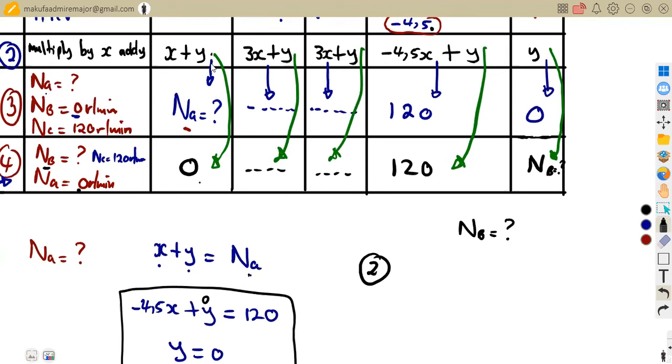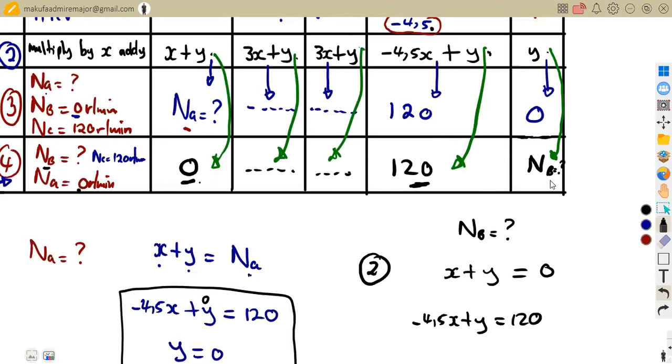But we are given that x plus y is equal to 0. That's an equation. X plus y is equal to 0. You equate to 2. Here there's nothing. Here there's nothing. We go back. We go to this one. Minus 4,5x plus y is equal to what? Is equal to 120. These two are the same, so there's no effect there.